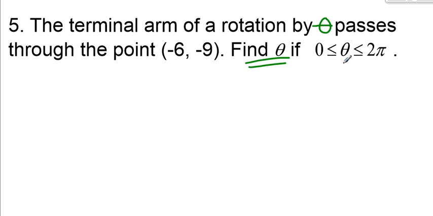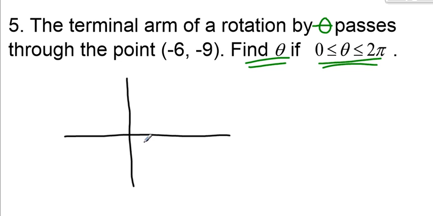We want to find theta, and okay, we're back to normal rotation. That's nice. So here's my Cartesian plane, and let's figure out where the terminal arm is. To find it, we need to go -6, -9. So it's right about here is the point, which means here is the terminal arm. This question wants me to find what theta would be to get to this terminal arm.